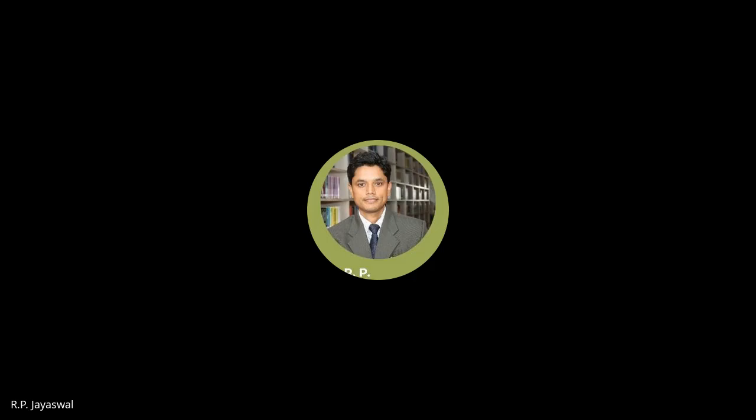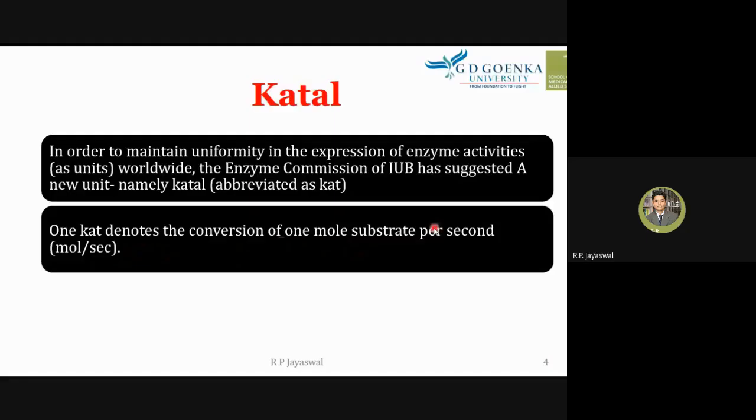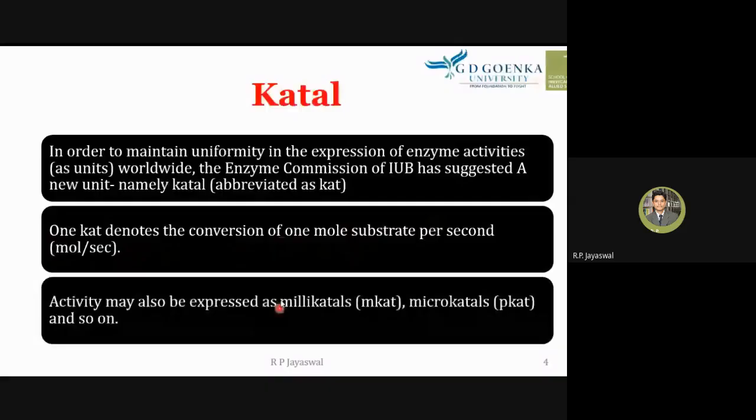Activity can also be expressed as millikatal and microkatal and so on. For microkatal, the abbreviation here should have mu for micro. So just ignore this; you have to change it yourself. The activity of this enzyme can also be expressed in a small quantity or small measurement like milli or micro, or nano also, and so on. We can do that.